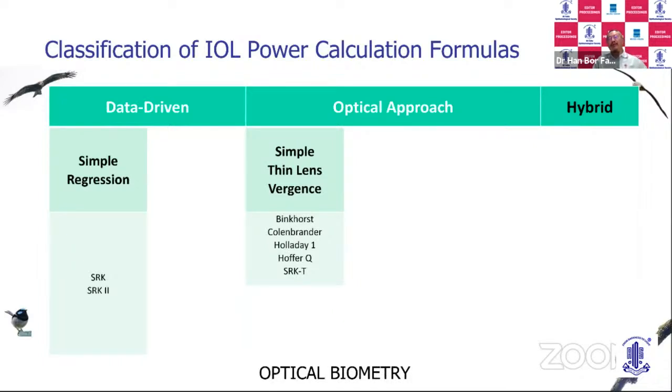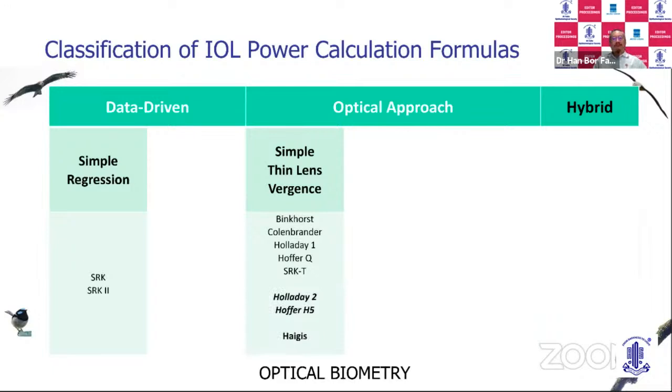Then optical biometry came along. Now measurements get more accurate. We can expect better formulas to come along. The second thing is, of course, computational power. In the past, these were all done with a pocket calculator. Today, we have computers with such good processing power that what takes a week to calculate manually takes just a matter of mere seconds. So we can have better formulas as well.